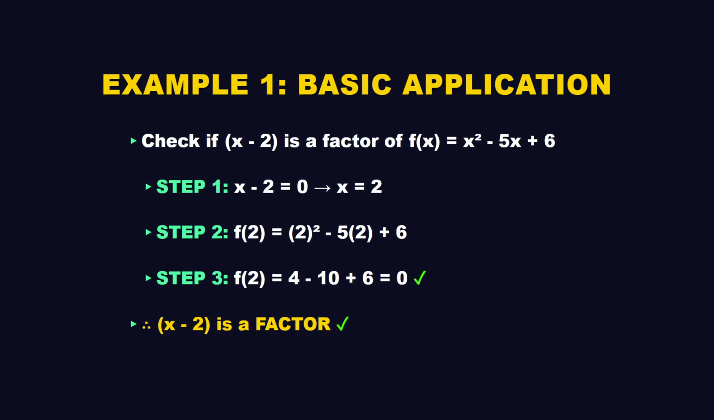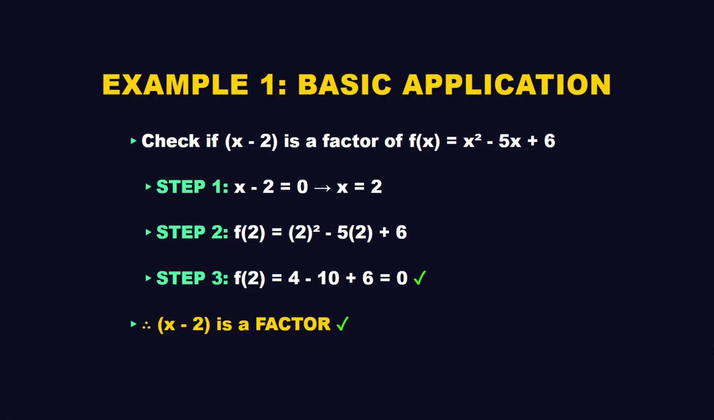Let's take an example. Let's work through this question. It says check if x minus 2 is a factor of f of x, and the polynomial f of x equals x square minus 5x plus 6. We can see that it's a quadratic polynomial, and we know that whenever f of x is divided by x minus a, the remainder is f of a according to remainder theorem. But when that remainder equals 0, then we can say that x minus 2 completely divides f of x.